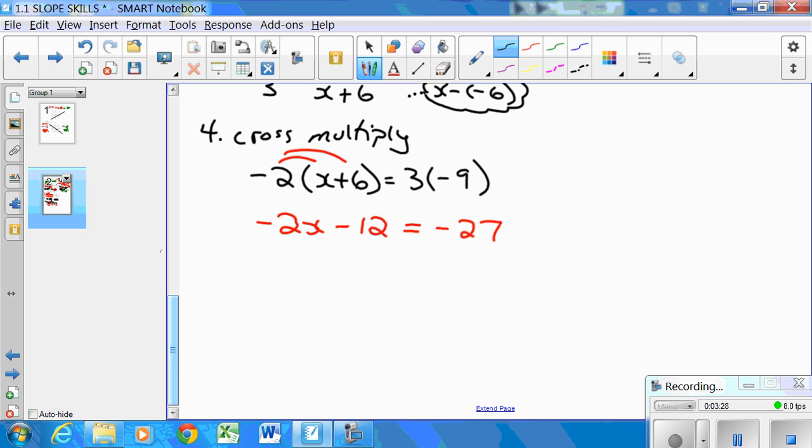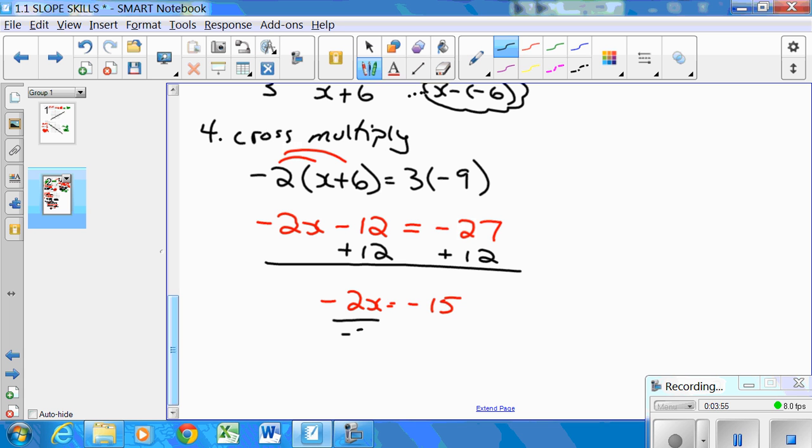If you want to show more steps, to solve my equation, a lot of us like to write an adding equation. Add 12 to both sides. Now you have a new equation, -2x equals -15. Again, if it's 27 below outside and the temperature goes up by 12 degrees, it's still -15 outside.